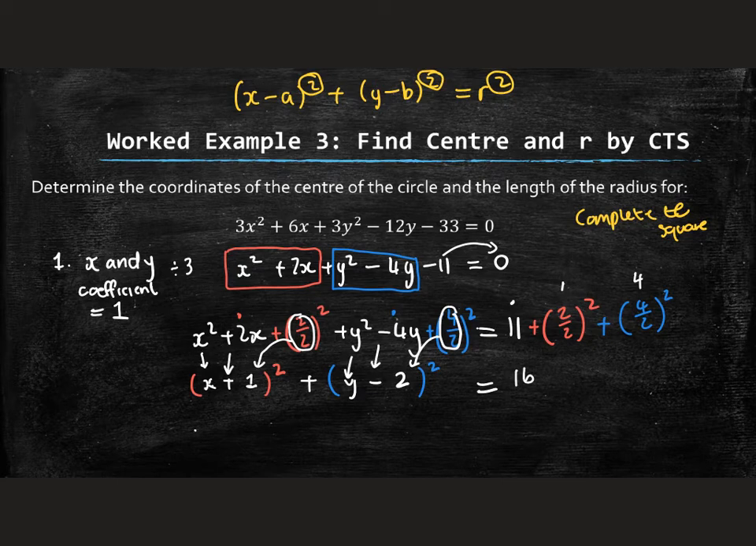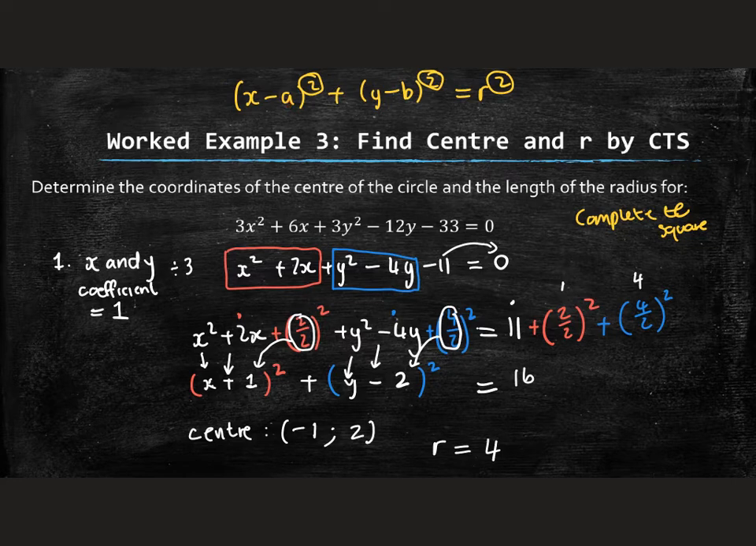We aren't quite done now because we need to tell the examiner what we found. We now know the following, that the center, which is a and b, would have to be negative 1, positive 2, and the radius would have to be the square root of 16, which is 4. Remember, the reason why this is negative 1 here is because a normally is negative a.